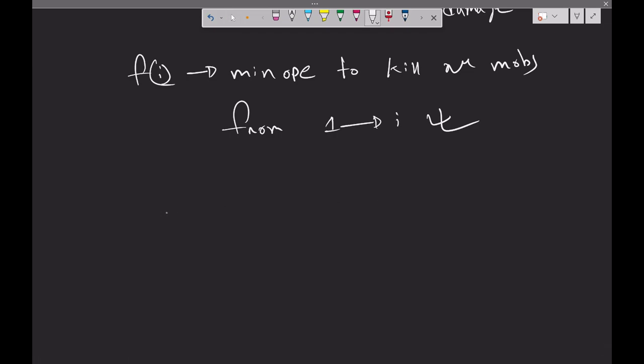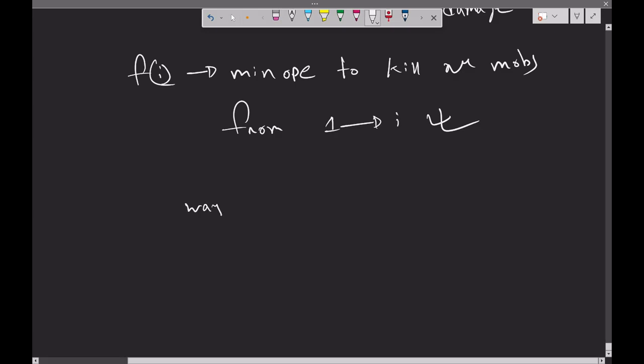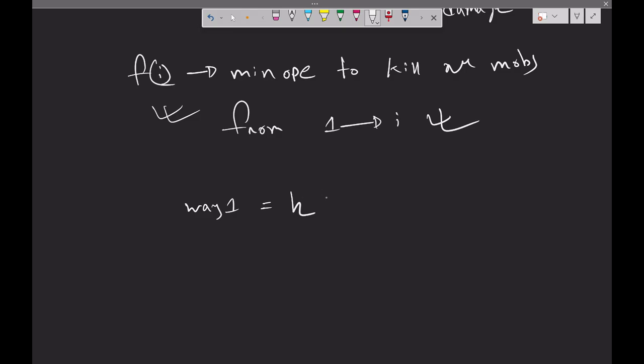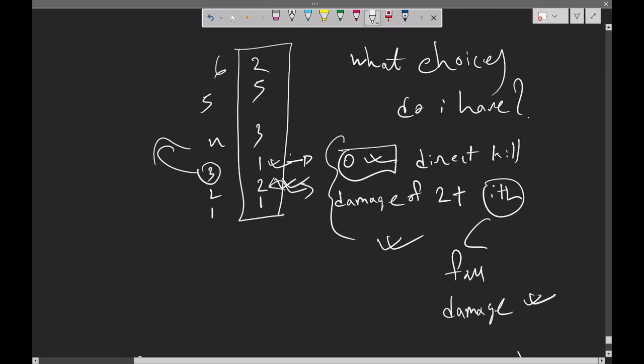What we can do is choice 1: we can directly kill the current element. This will require the health of the ith element. Like we'll have to damage this current mob with the amount of its health, right? Now health - 1, because why health - 1?